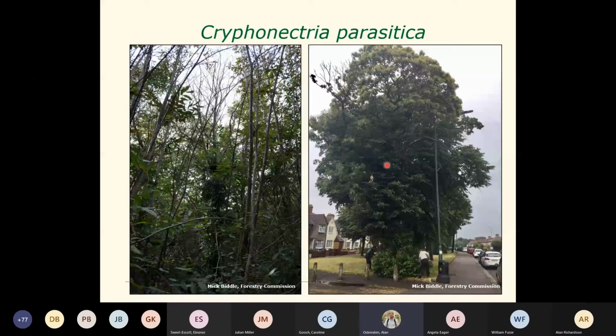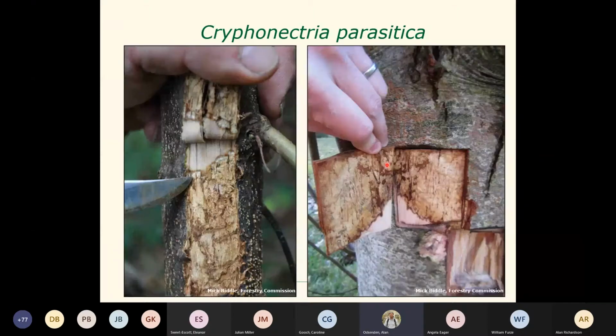So a number of different symptoms that you can look out for, but that foliar collapsing and unexplained dieback is a really good one to start to hone your eye in a little bit closer.